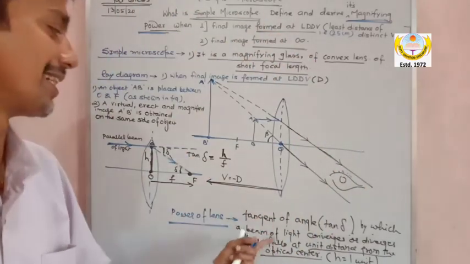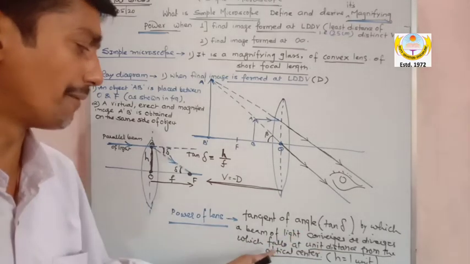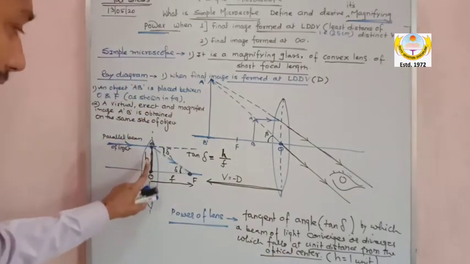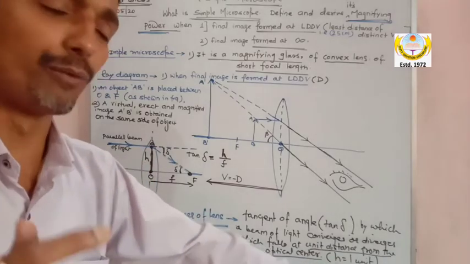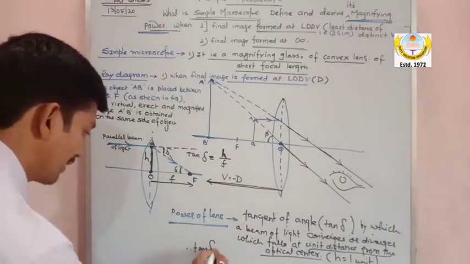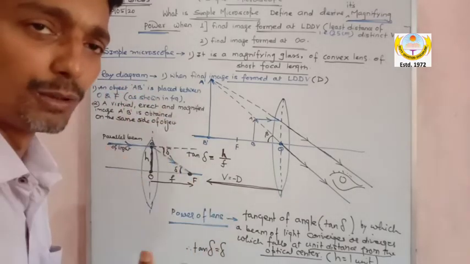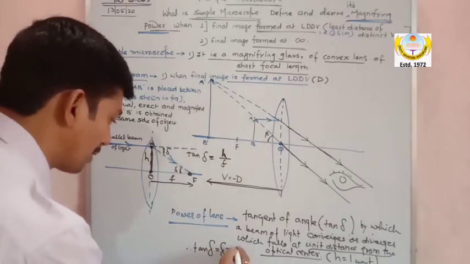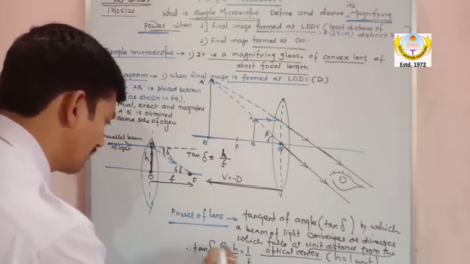And power of lens is this: the tangent of the angle by which a beam of light converges or diverges, which falls at unit distance from the optical center. So h will become 1 unit. So the formula will become, therefore, tan delta can be taken as delta because the angle is very small. We all know paraxial angles are very small angles. So tan of delta is equal to h by f, which will now become 1 by f.